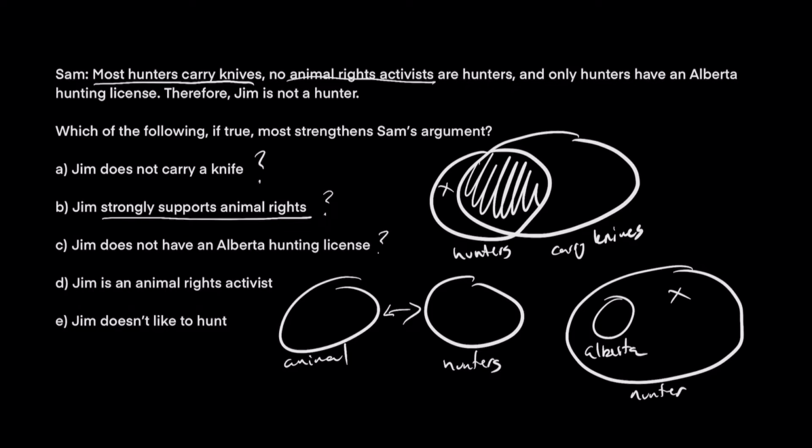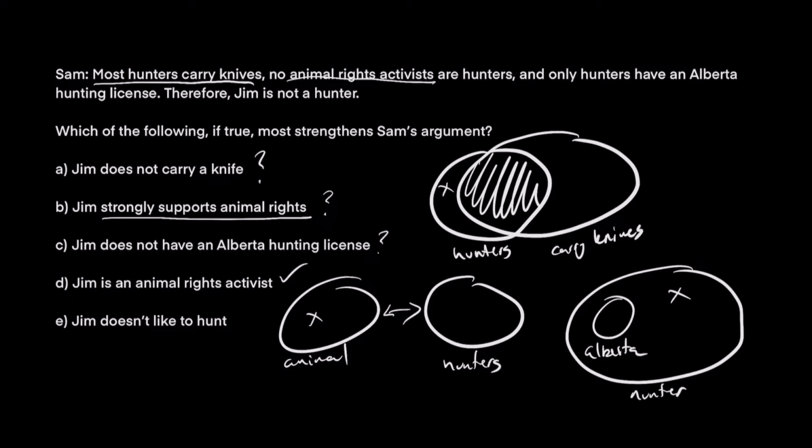D, Jim is an animal rights activist. Yeah, right. So if Jim is an animal rights activist, he's inside this circle. He definitely cannot be a hunter, right? This is definitive proof that he's not a hunter because we see that no animal rights activists are hunters, right? So, immediately I'm drawn to this answer because this directly kind of proves Sam's argument without any flaws.